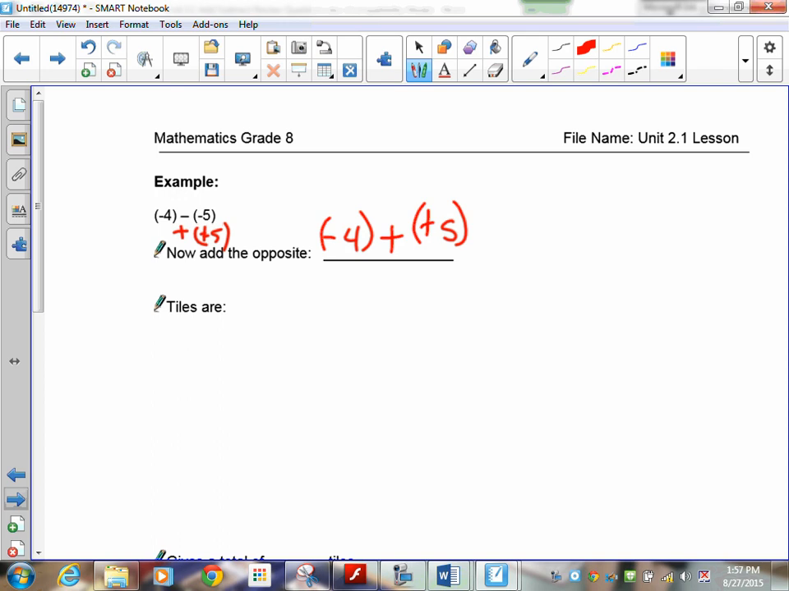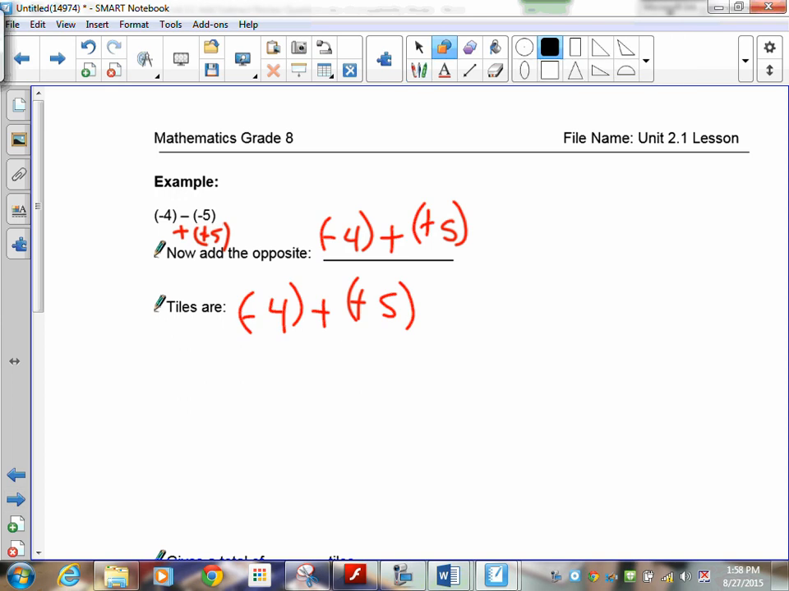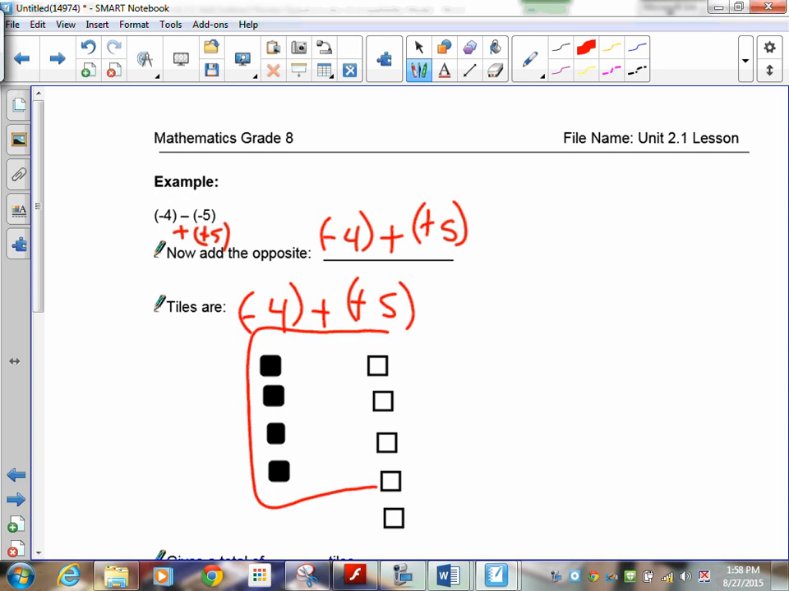So, adding them. I'm just going to recopy this. Normally you wouldn't do it this way. Okay? I need negative 4. So grabbing my negative 4 tiles, I've got 1, 2, 3, 4. Grabbing my positive 5 tiles, 1, 2, 3, 4, 5. Now, what cancels? Well, you'll notice that here, 4 positives and 4 negatives become 0. Your answer, positive 1. Okay, add the opposite.